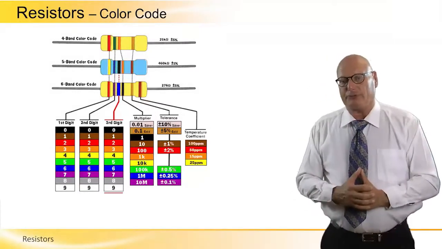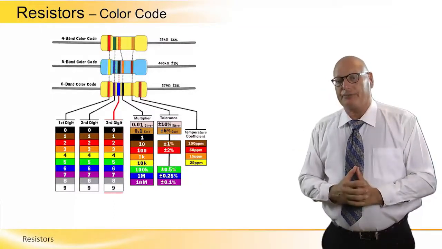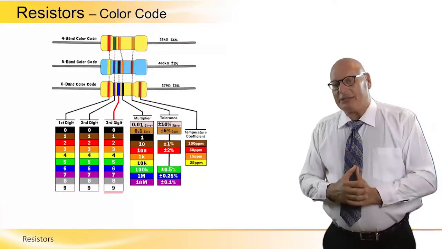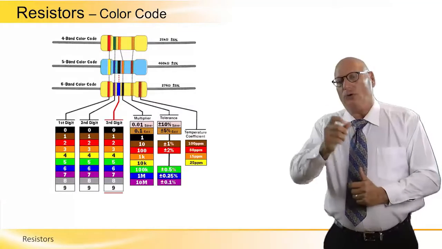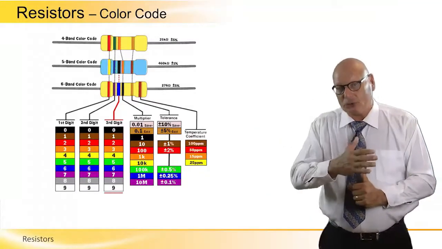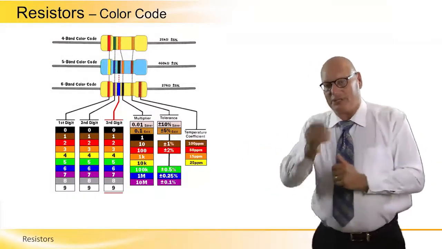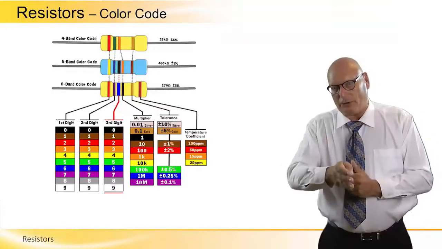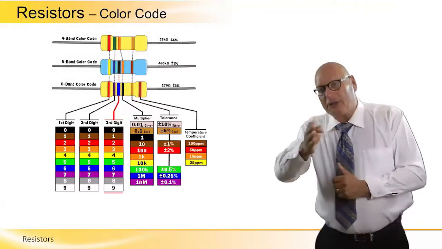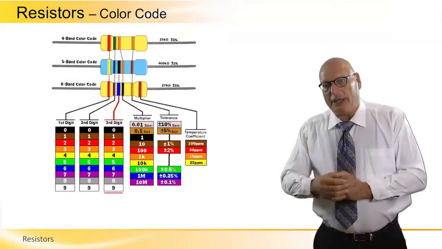Green is 5. You see the second row on the chart, the color chart. And next to it is 3. That means that it's 2, 5, and 3 zeros. That means 25K. 25 kilo ohms is red, green, and orange.